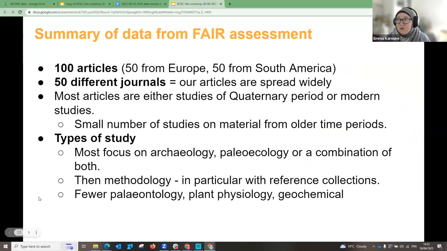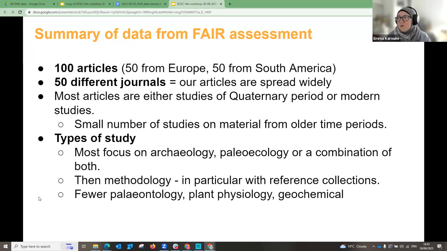As I said, we had 100 articles. We chose two good geographic regions because we felt that Europe and South America had two particular traditions of doing phytolith research, so we would gather quite a wide spectrum of different types of data. That's why we chose these regions. We chose 50 articles from each. Out of those 100 articles, they came from 50 different journals, which is a very wide range. I think this points to one of the problems with trying to implement the FAIR data principles in phytoliths: we can't target one specific journal to encourage people to put their data into repositories, because there's more than one journal that we publish in. There are loads of journals, so that's something we as a community have to think about.